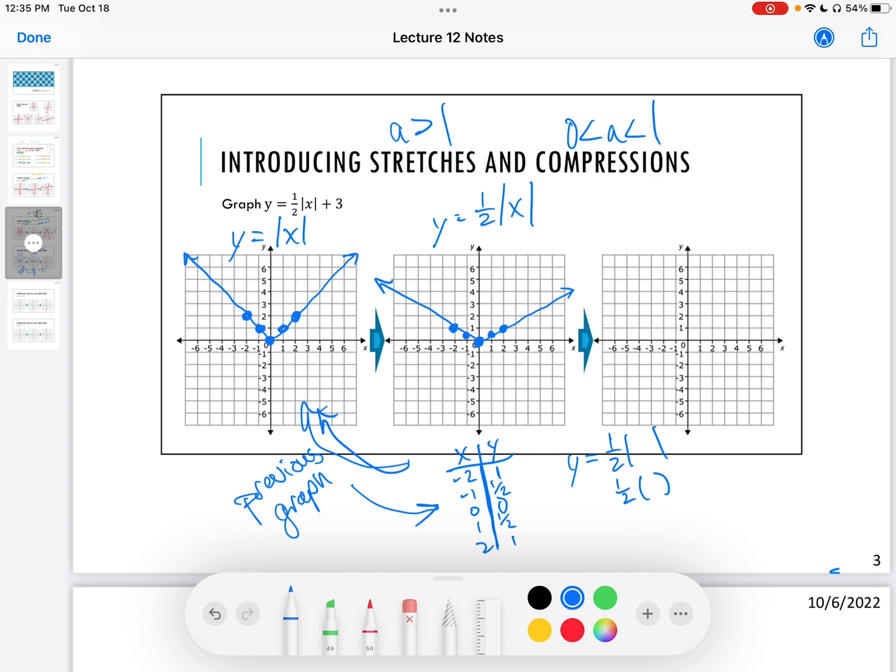Then the last thing I have is that plus 3. So y equals 1/2 absolute value of x plus 3. Same rules apply. That is on the outside, so everything is going to shift up 3 spots. All those points move up 3. And there we go. This one was a compression because it was 1/2, so it ended up making it flatter. We're going to do a couple more examples with this. This table, though, is the key, and you always want to look back at the previous graph.